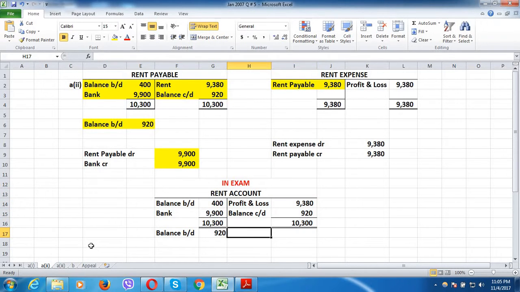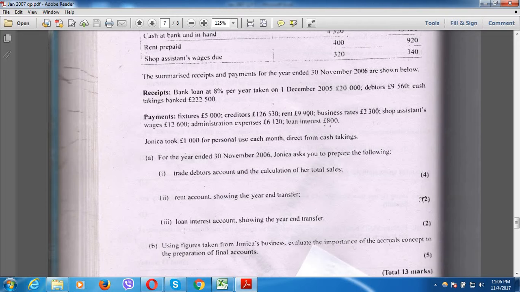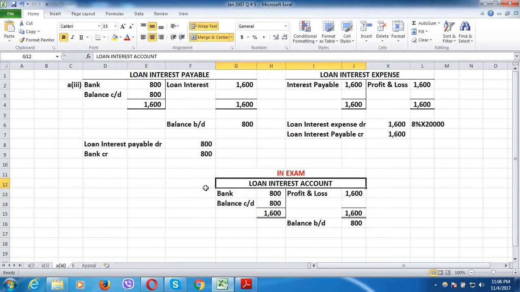Clear? Next, in number 3 it was told to prepare the loan interest account showing the year-end transfer. It is similar to the rent expense account, just the difference is that it was rent expense and it will be loan interest expense.